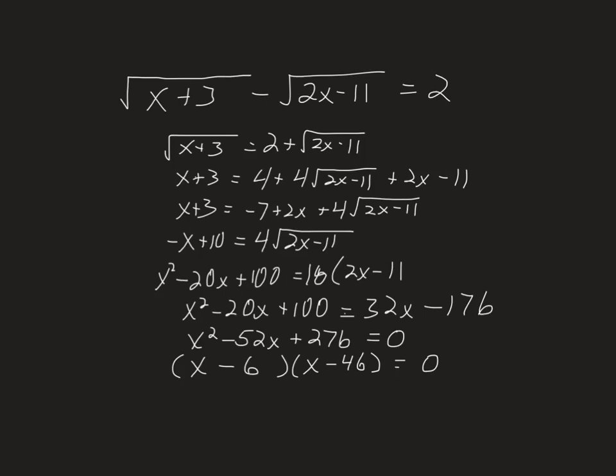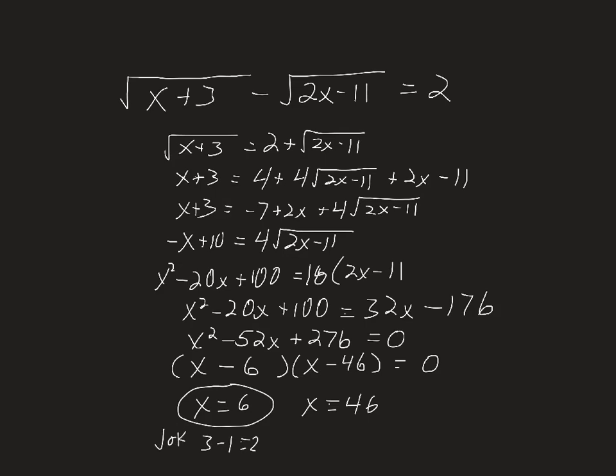So I got as my answers x equals 6 and x equals 46. And we have to plug them back into the equation to see if it works. X equals 6 works. You get 3 minus 1 equals 2, so that's perfect. And then 46, you get 7 minus 9, which equals negative 2, which is no good. So x equals 46 is an extraneous solution.